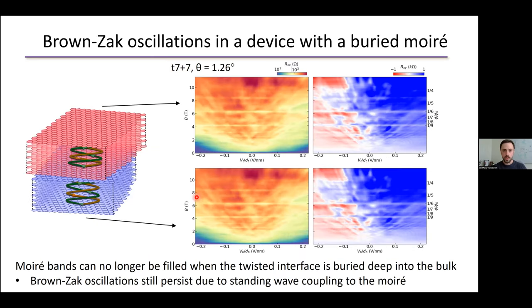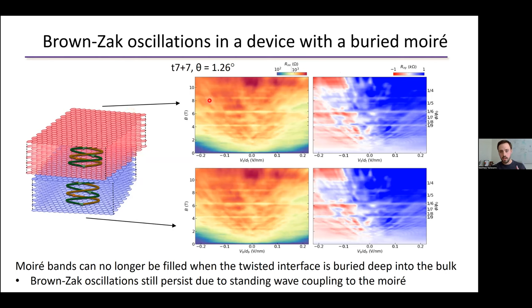So we can do one more check here and bury this Moire interface exactly into the center of a flake of graphite. In this sample, we've taken 7 layers of graphite and stacked it on top of itself with a 1.25 degree twist. Now the Moire bands are simply no longer accessible, right? They're buried into the bulk and we can't fill those by gating with either gate. And now the gates should be symmetric again.